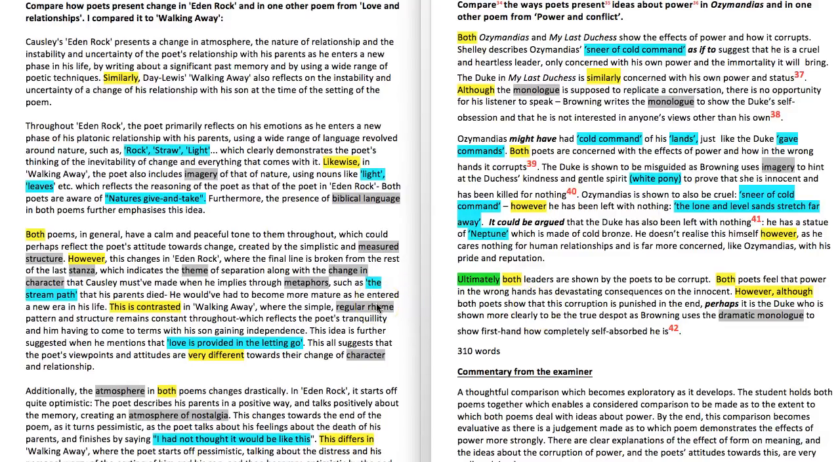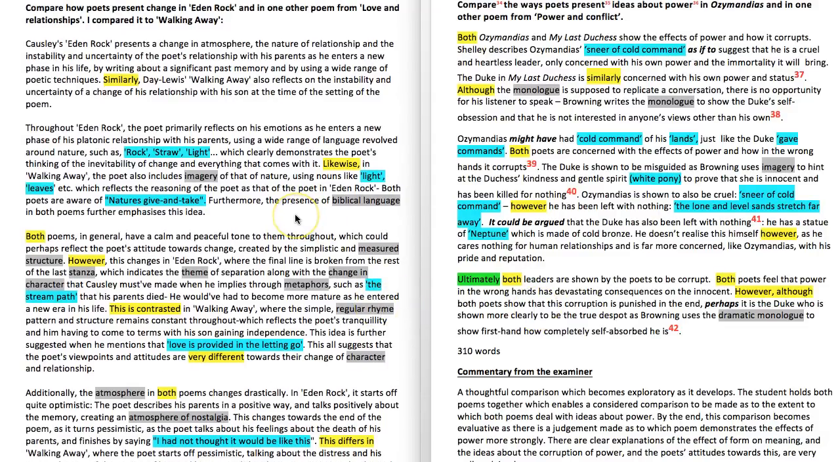Well, if we look at Elena's, she has looked at form and structure, so she's looking at the rhyme scheme. Let's see what she says about it. This is contrasted in Walking Away, where the simple regular rhyme pattern and structure remains constant throughout, which reflects the poet's tranquility and him having to come to terms with his son gaining independence. That actually does work. She's made a point about the tranquil effect of the rhyme, so it actually feels tranquil when you read it, and she's linked that to the poet's purpose here. The poet is also feeling tranquil.